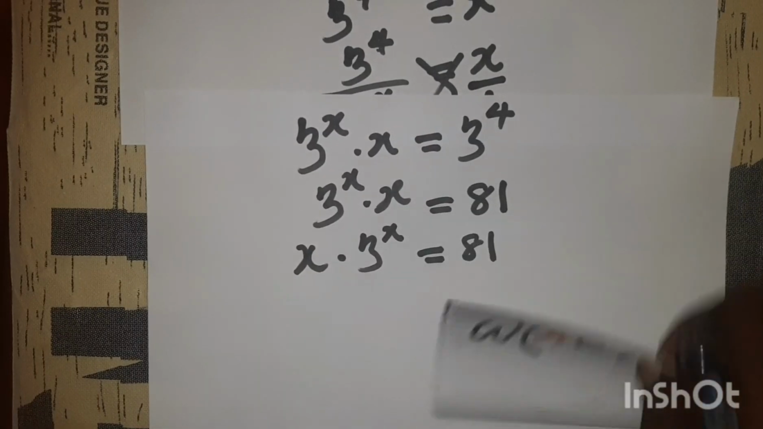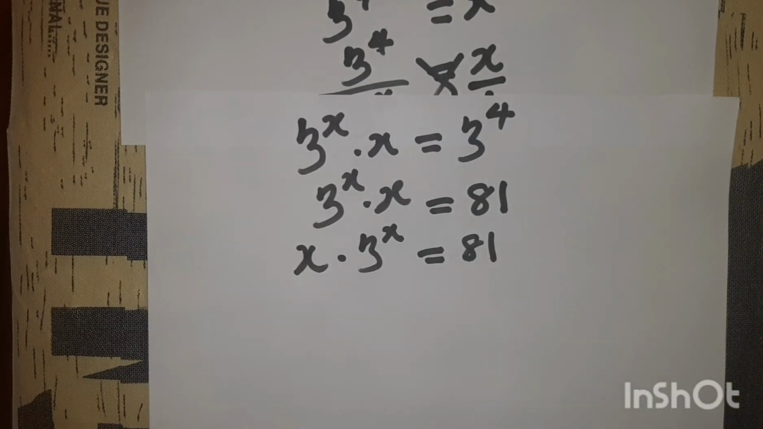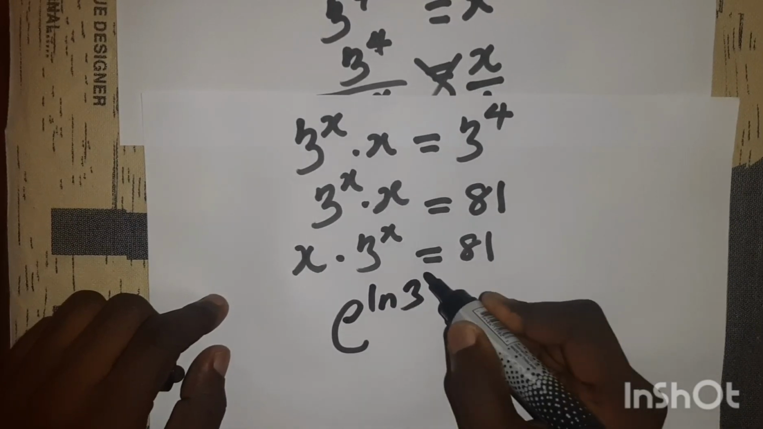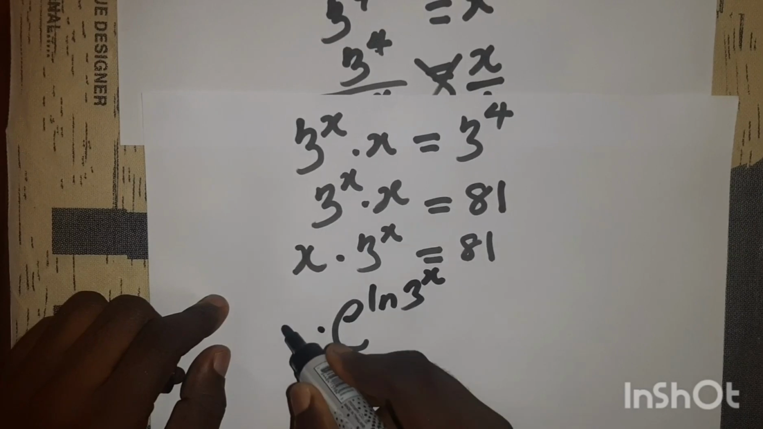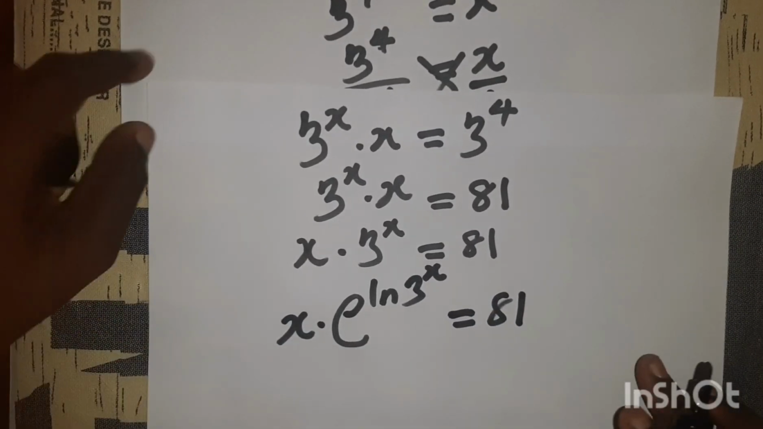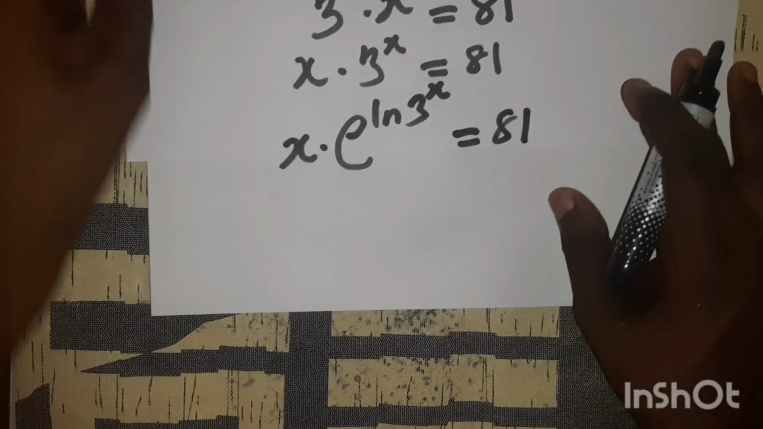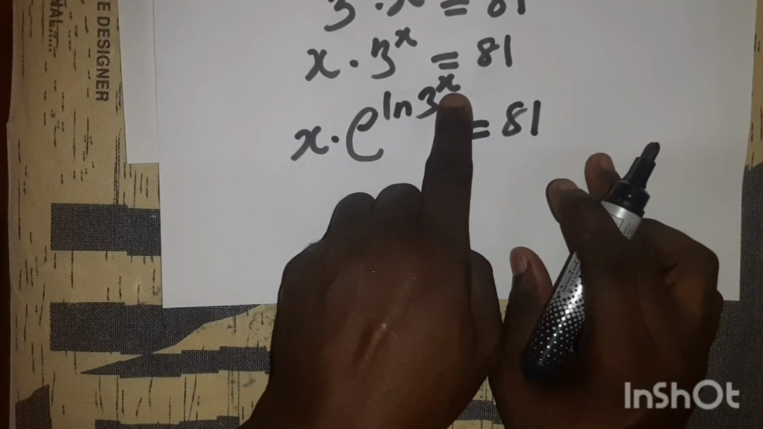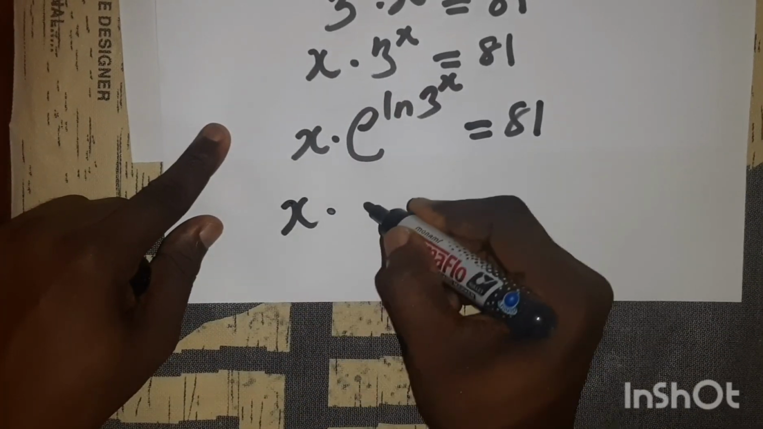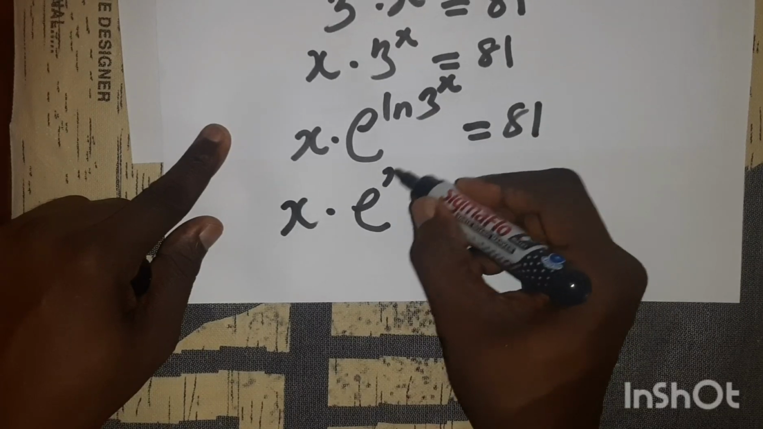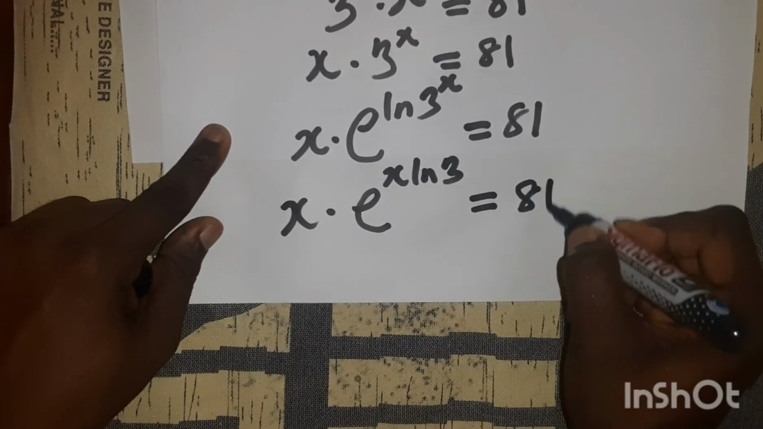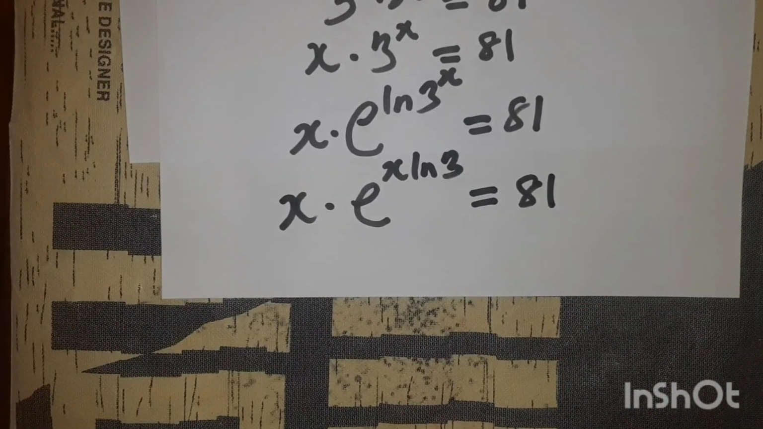So let me do that now. Rewriting this value in terms of e gives me e raised to power ln of 3 raised to power x, and of course I still have my dot x there waiting, and equal to 81. And of course I can move this power x to this side following the laws of logarithm. So I have x dot e raised to power x ln of 3 equals 81. And we are getting there.